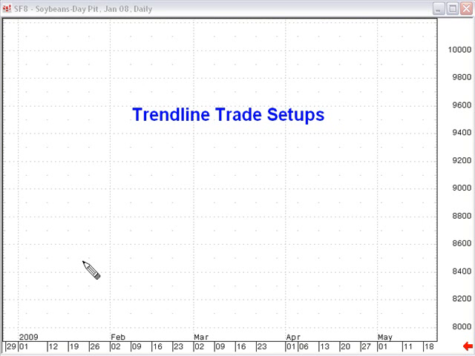In this section, I'm going to be looking at trendline trade setups. Now, there's a number of trade setups that trend lines do indeed offer. Even so, I'm only going to focus on two of my most favorite trendline trade setups. And the first trade setup I'm going to be talking about is what I call the gap. And this is what I'm referring to.